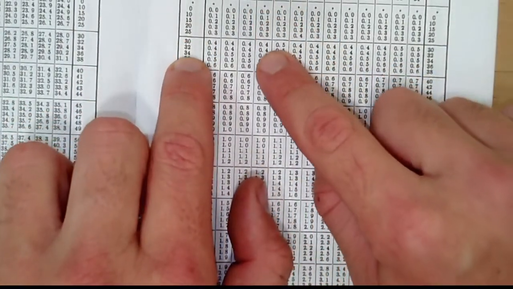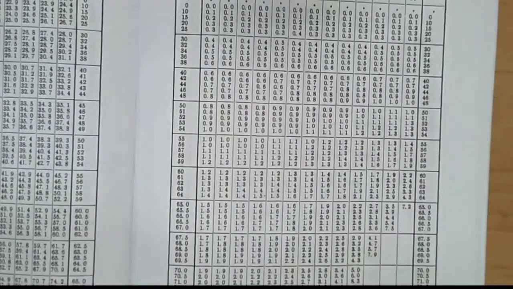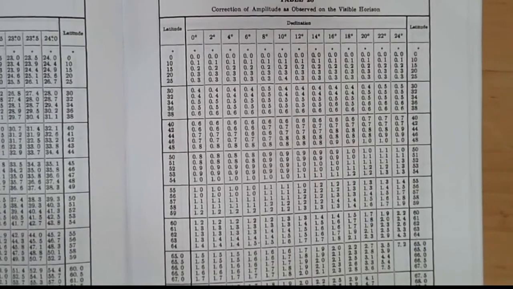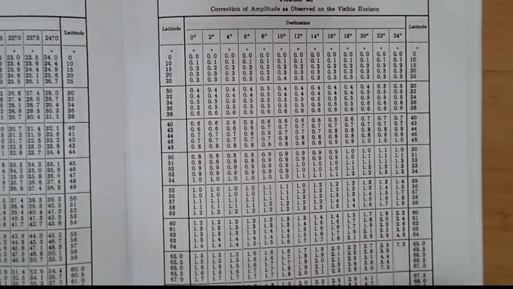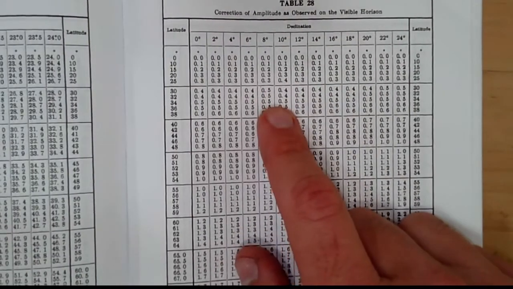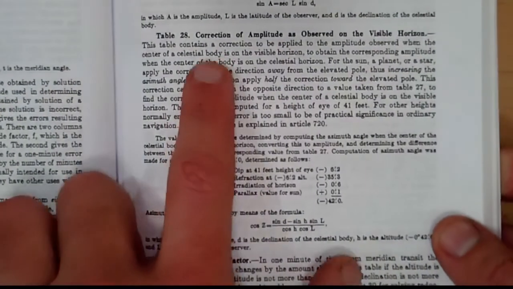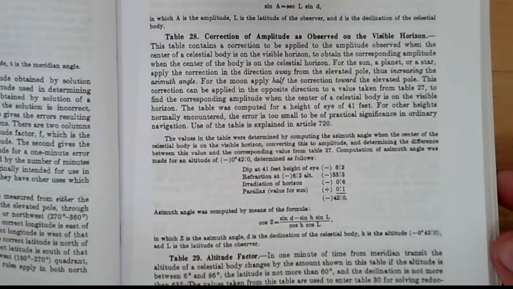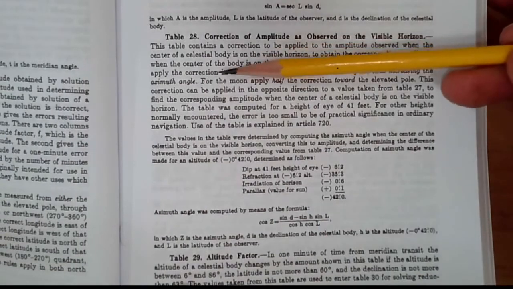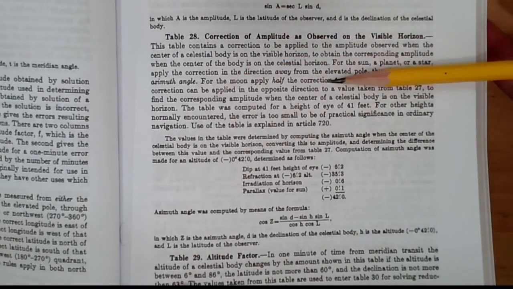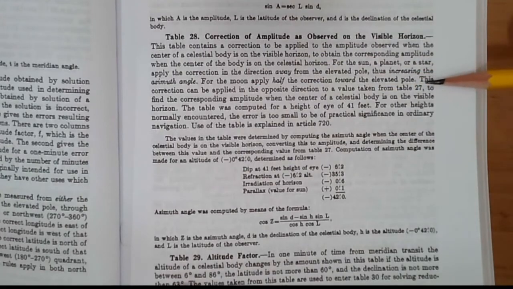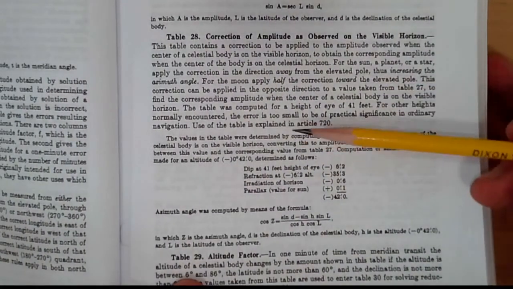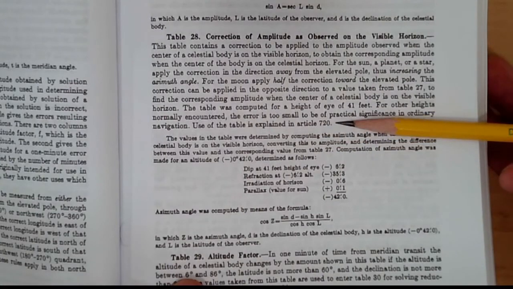Correction looks to be 0.5. 0.5. So keep that number in mind. Sorry, you can't see that exactly. But let's read the instructions for this table first. Table 28, correction of amplitude as observed on the visible horizon. For the moon, apply half the correction toward the elevated pole. Okay, crazy. Use of this table is explained in section 720.